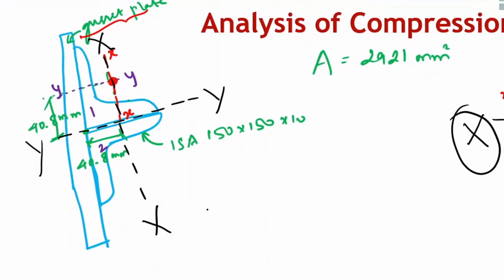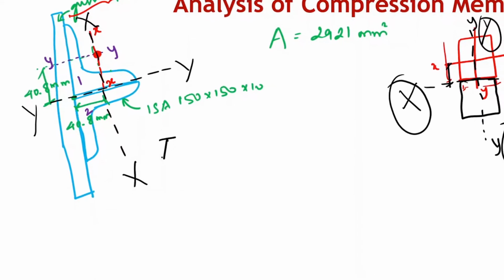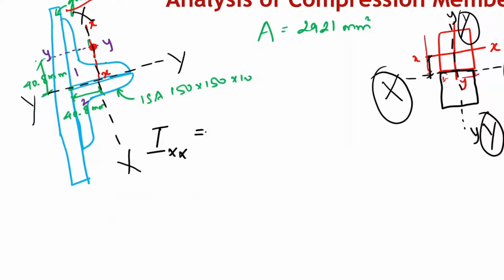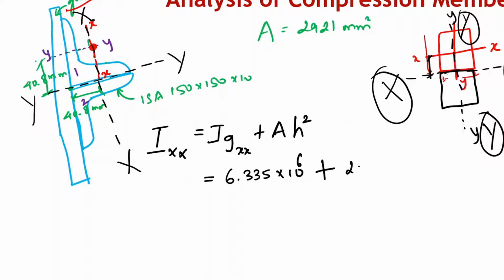To calculate the global moment of inertia about xx and yy, we have the equation Ixx is Ig, this is small xx, local moment of inertia about xx, plus Ah square. Igxx is the xx moment of inertia of single angle section, which is 6.335 into 10 to the power 6, plus area of the member 2921 into h.